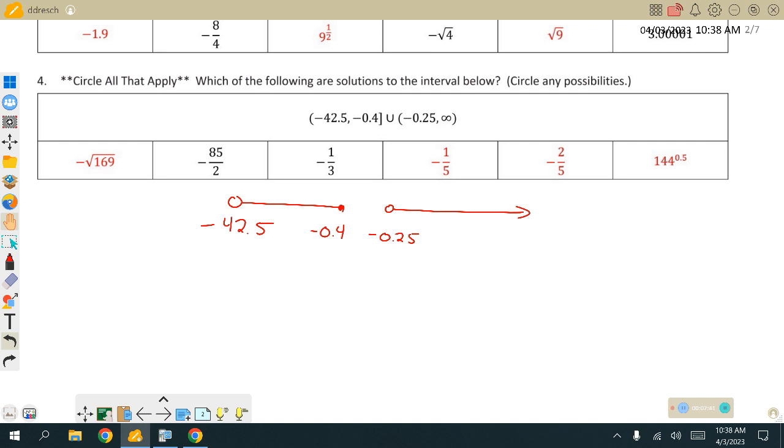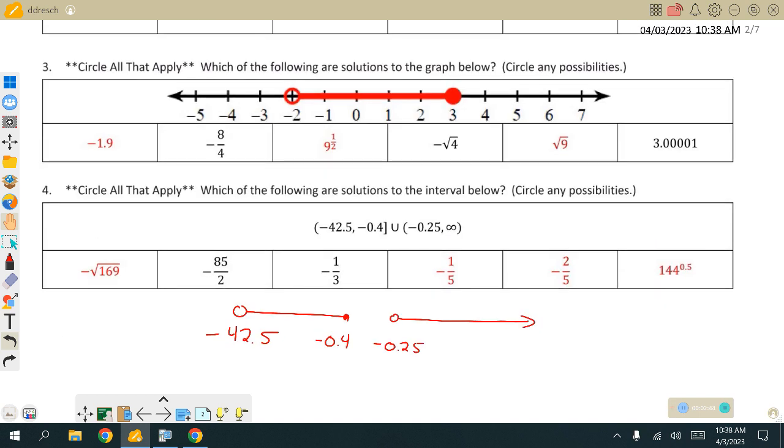Number 3. Pretty much the same idea, just as long as it's in the solution zone. Anything else? Okay, make sure your name's on, throw it in the basket. Get out your notes and go ahead and get your calculator out when you come back. We'll need it in a few minutes.